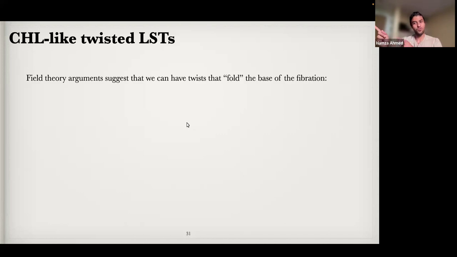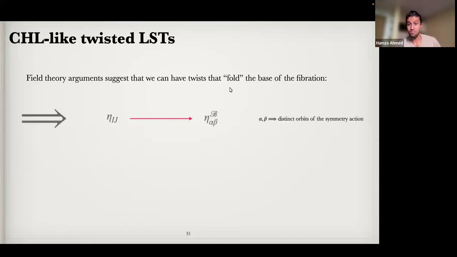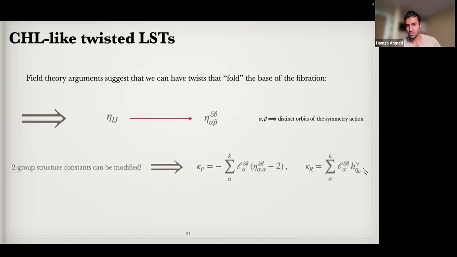So before, if you recall, I was folding the fibers due to the monodromies, due to the n-section. But field theory also tells you that you should be able to fold the base. When you do that, you can change this eta matrix. In particular, what you get are these twisted two-group structure constants, and so these can be modified too.